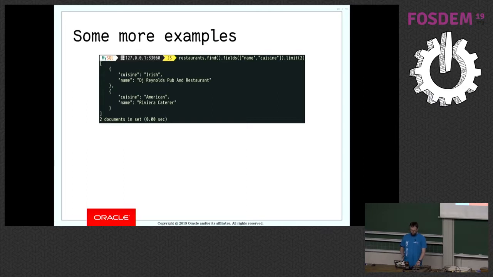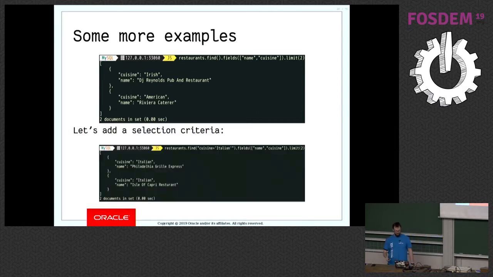More example. So you do, okay, restaurant find, and I want to see the name and the cuisine, and I want to limit to 2 records. So 2 documents. I have this first one, so Cuisine Irish, this is the name of the restaurant, and this is Cuisine American, and another name, right? All that without any single line of SQL. So documents, not using SQL, this is what people want. So we go there, right?